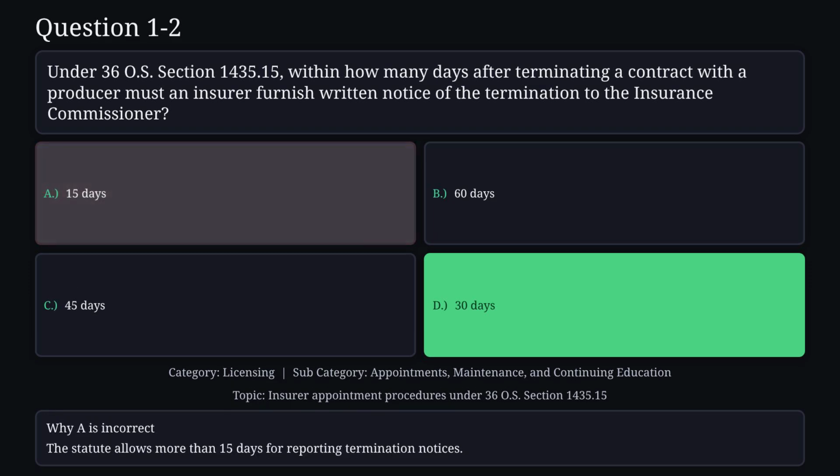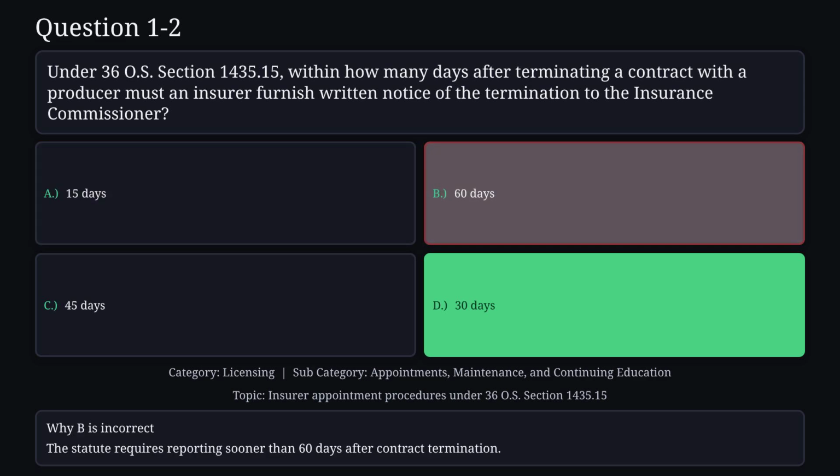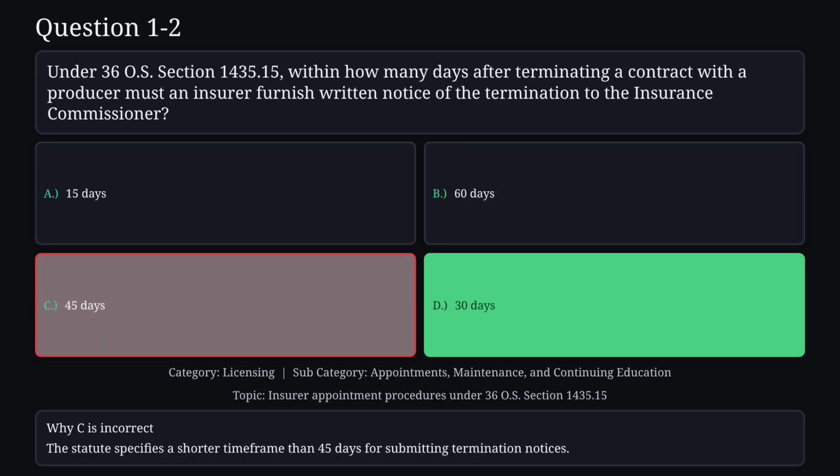Reason A is not correct. The statute allows more than 15 days for reporting termination notices. Reason B is not correct. The statute requires reporting sooner than 60 days after contract termination. Reason C is not correct. The statute specifies a shorter time frame than 45 days for submitting termination notices.